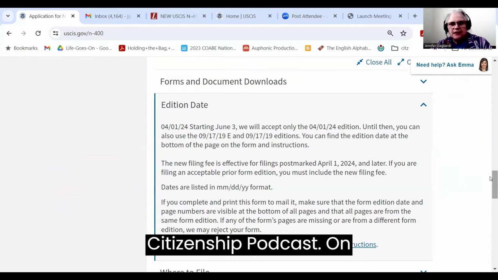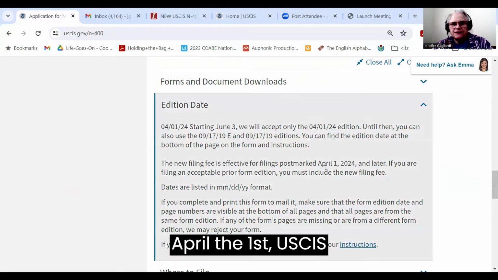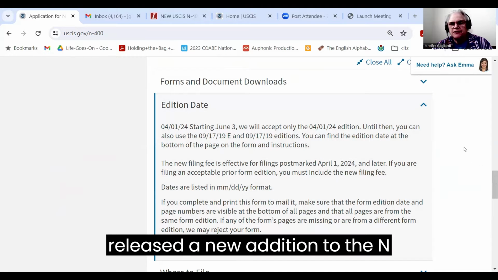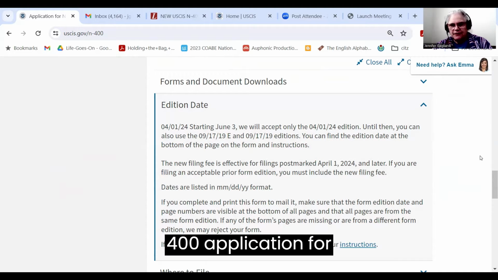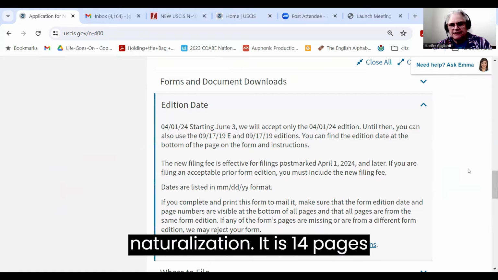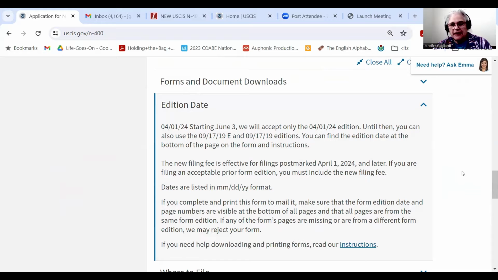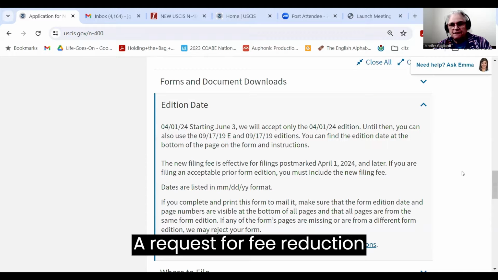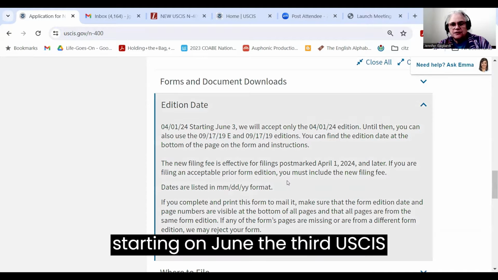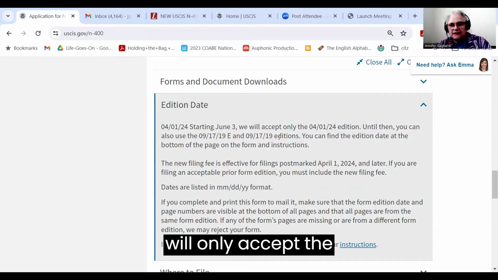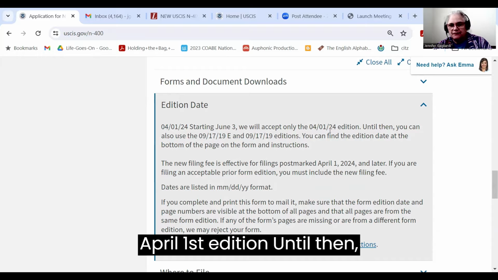Citizenship Podcast. On April the 1st, USCIS released a new edition of the N-400 application for naturalization. It is 14 pages long and includes a request for fee reduction. Starting on June the 3rd, USCIS will only accept the April 1st edition.